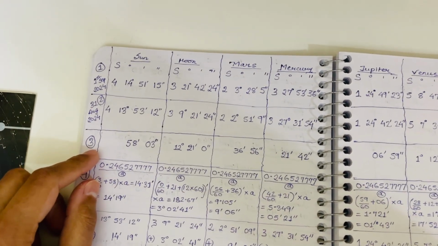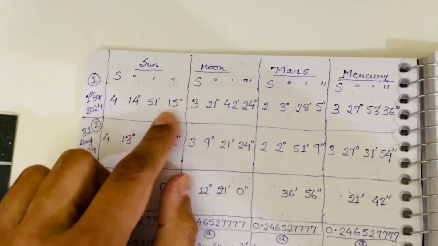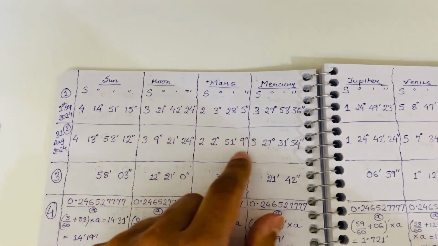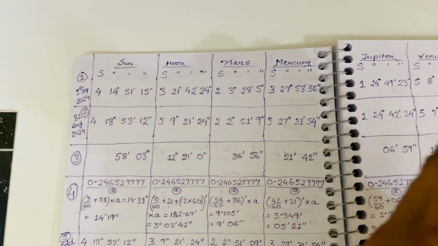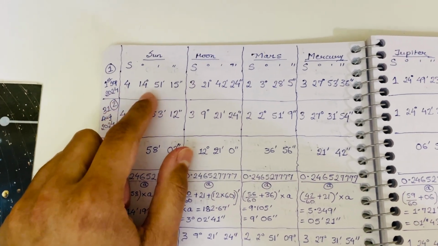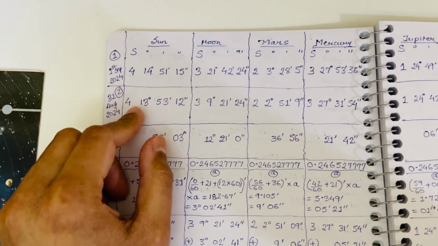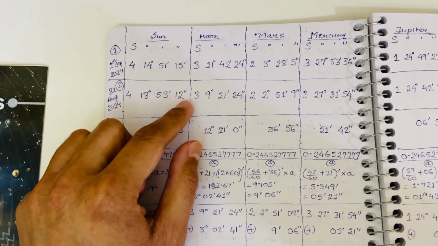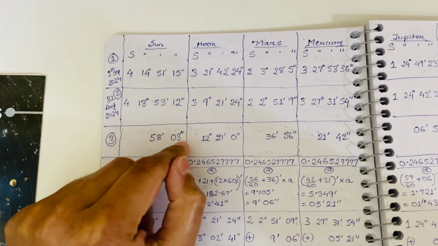Now step 3 is step 1 minus step 2. It means this value minus this value, simple subtraction. I will show you one, and I'm sure you will be able to do all of these. It means 4 sign pass 14 degrees 51 minutes 15 seconds minus 4 sign pass 13 degrees 53 minutes and 12 seconds. When you subtract, you get 58 minutes 03 seconds.